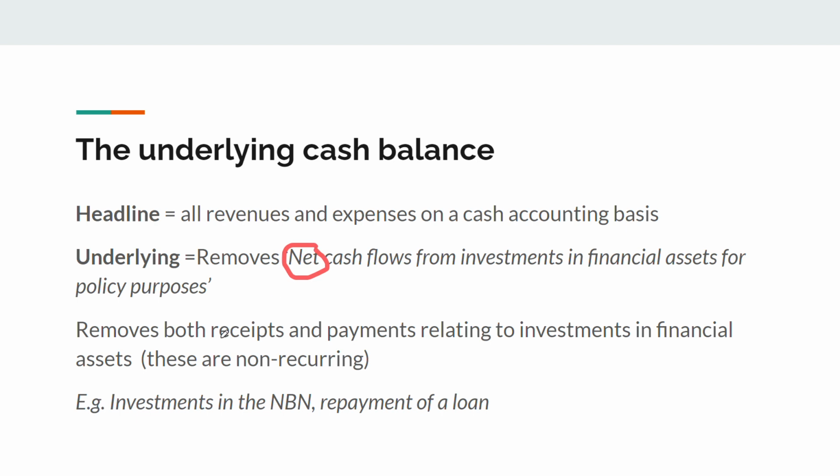The net part means that we're removing both receipts, so receipts into the bank account of the government, and payments out of the bank account of the government. And we're measuring receipts and payments that are relating to investments in financial assets. Okay, so some examples are an investment into the NBN, or the repayment of a loan, or the payment of a loan to another country. Remember, these are non-recurring, so if we received money for selling of a financial asset, that usually happens once, and so we need to remove it to get a better picture of what the actual underlying cash balance is.